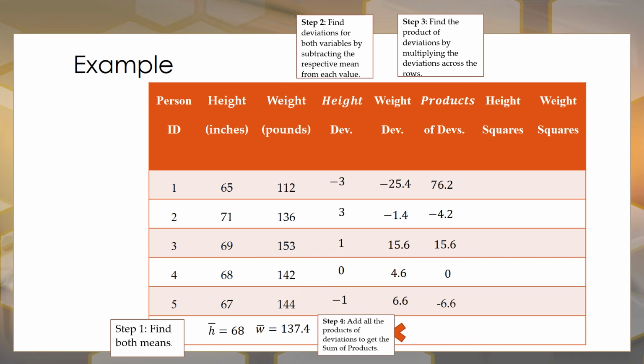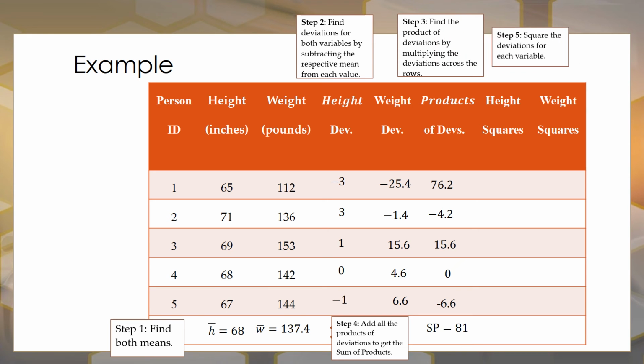So step 4 is to add all the products of the deviations to get the sum of the products. So this is the top part of the correlation formula, and this part is going to determine if it's positive or negative. So if you add these up, we get 81. So here we have a positive correlation, right? If your height increases, so should your weight. On average, it tends to. This is a pattern of these 5 people. Seems to be that if your height increases, so does your weight. Or it tends to.